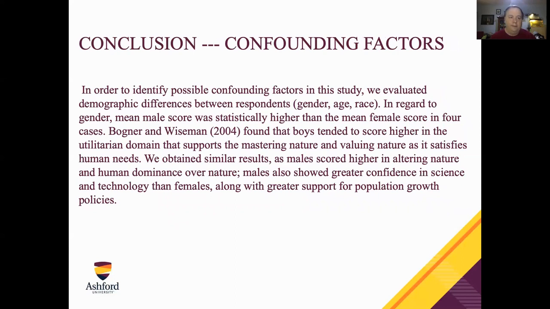Conclusion, confounding factors. In order to identify possible confounding factors in this study, we evaluated demographic differences between respondents in regard to gender, age, and race. In terms of gender, mean male score was statistically higher than the mean female score in 4 cases. Wagner and Wiseman found that boys tended to score higher in the utilitarian domain that supports mastering nature and valuing nature as it satisfies human needs. We obtained similar results, as males scored higher in altering nature and human dominance over nature. Males also showed greater confidence in science and technology than females, along with greater support for population growth policies.